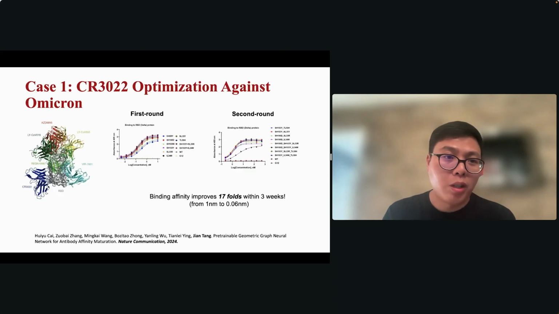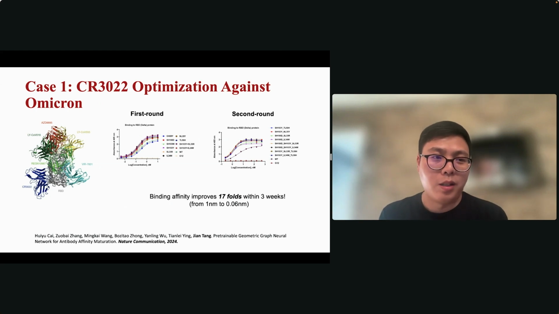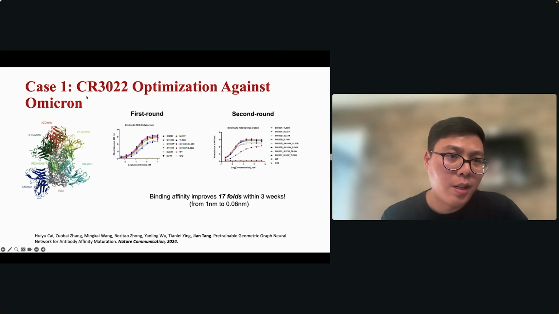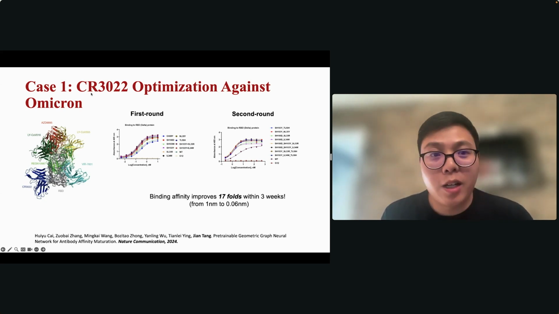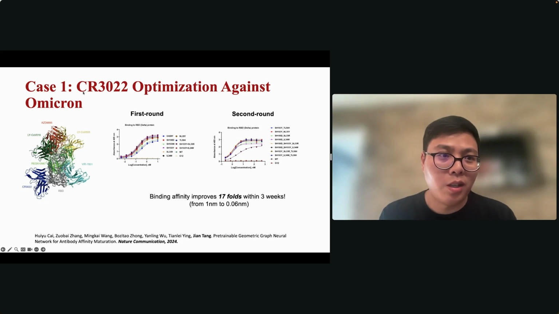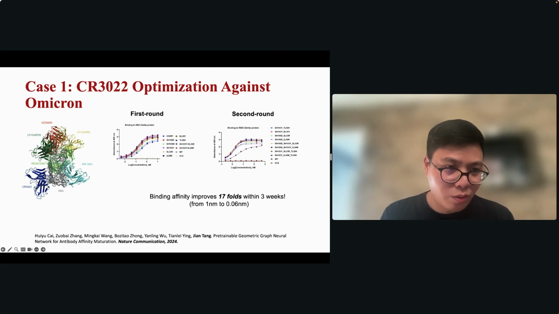And then you may wonder, can this model be applied to real-world problems? Yes, we collaborated with some biologists on antibody optimization. Here's a case where our collaborator has an antibody. Actually, this is an antibody harvested from a SARS-CoV-1 patient. And they want to optimize this antibody so that it can target the Omicron variant. So they already have this antibody and also the SARS-CoV-2 antigen complex. And then we use our models to do some in silico screening.